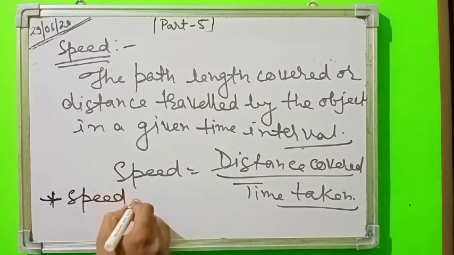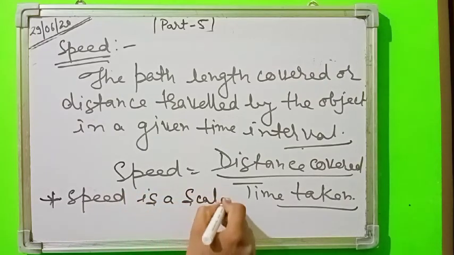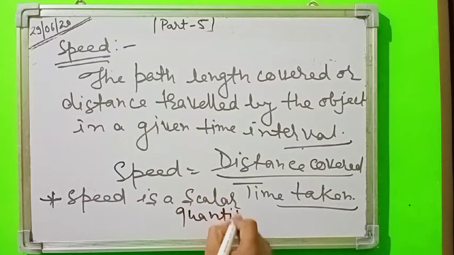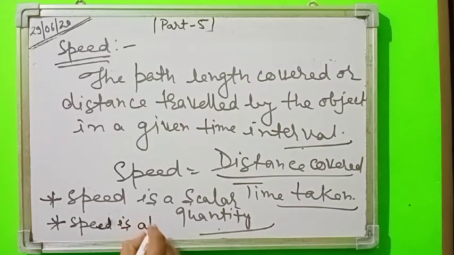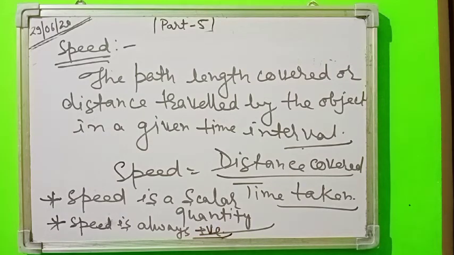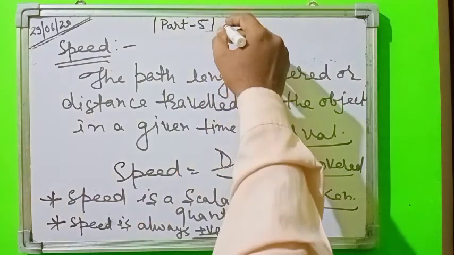Speed is a scalar. Since distance is a scalar quantity, speed is a scalar quantity, and as distance is always positive, it cannot be negative or zero, so speed is always positive.